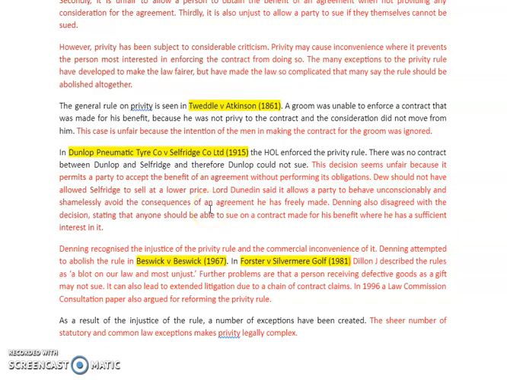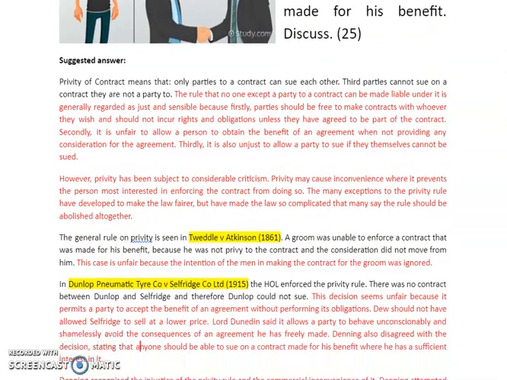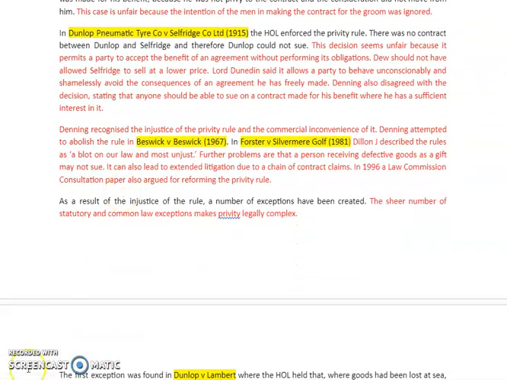And the judge in the case said that it allows a party to behave unconscionably and shamelessly avoid the consequences of an agreement that he's freely made. And Lord Denning, surprise, surprise, also disagreed with the decision, stating that in his opinion, anyone should be able to sue on a contract made for his benefit where he has a sufficient interest in it. So referring back to the question at the start, these two judges in this case clearly are of the view that they don't think that the privity rule is fair, and they do think that it should be amended.